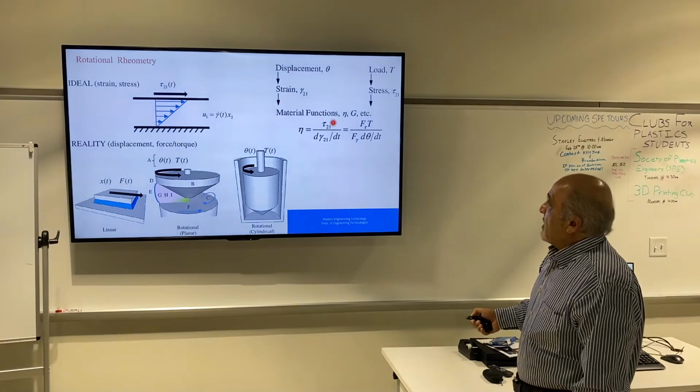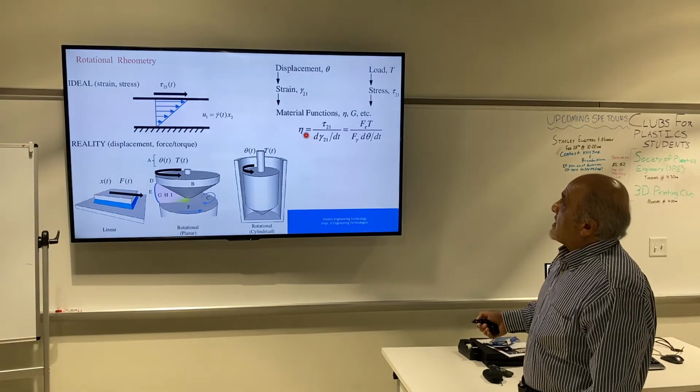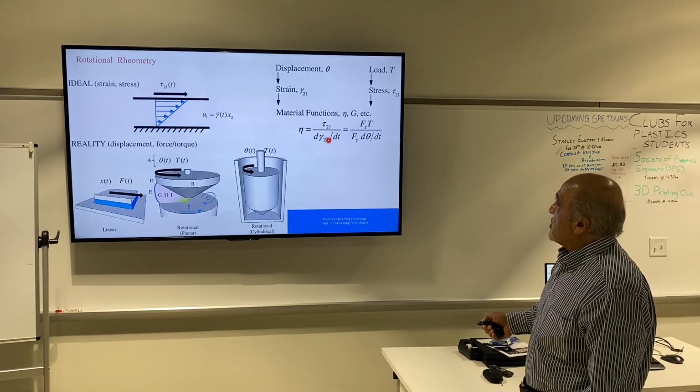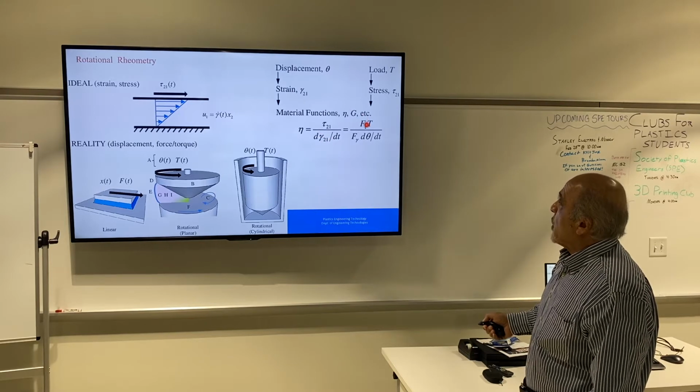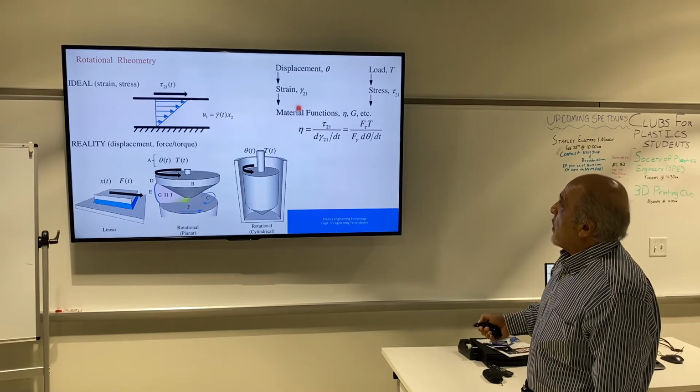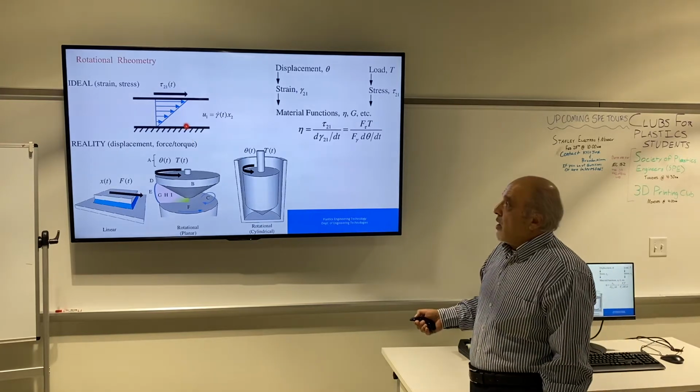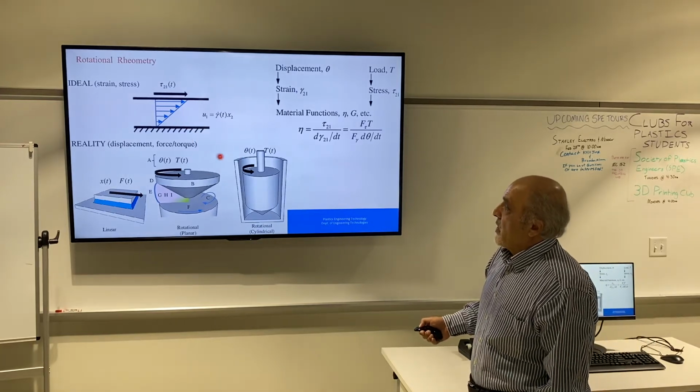So you are dealing basically with viscosity, shear stress, and shear rate, which are related to torque and force. Those are the parameters that we are going to talk about today.